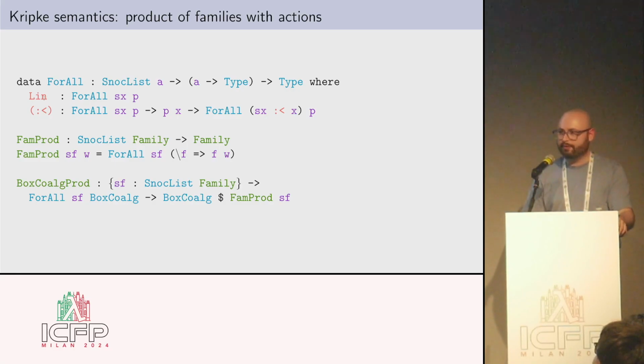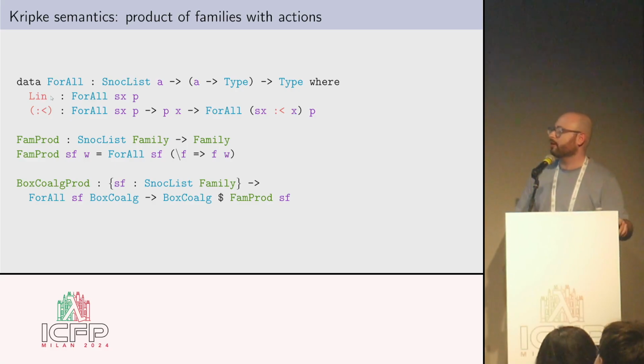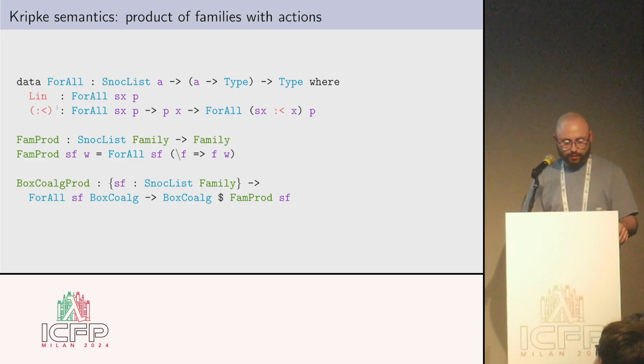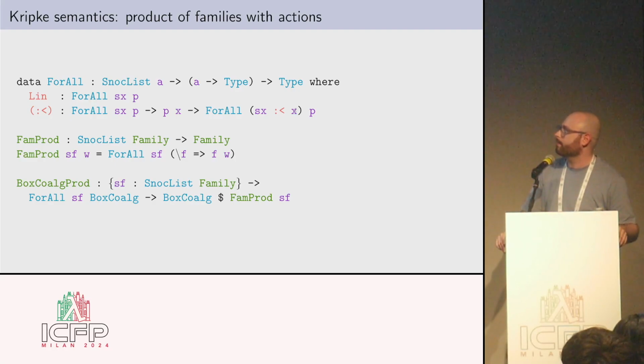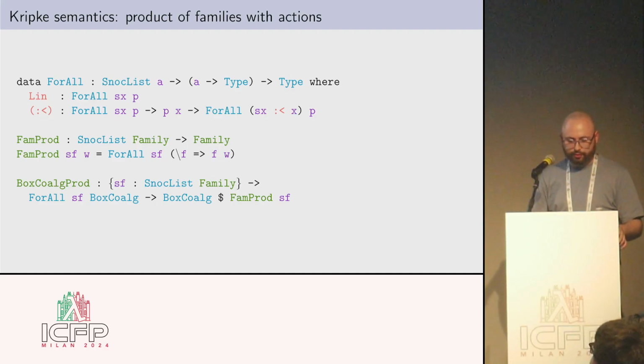So we can either have an empty All. Lin is just nil backwards, because people are funny. And next, we have snoc, cons on the back. So if we have a list of Xs, all of which satisfy P, and we have another X which satisfies P, then we can just put X on the back, and we still have a collection of things which all satisfy P. So how can we use this to take a product of families? If we have a SnocList of families, we can create a new family.